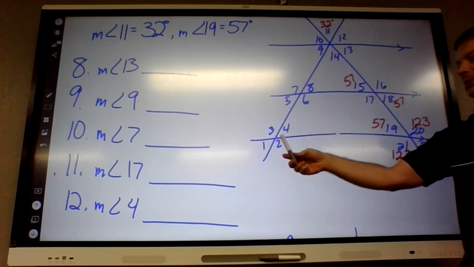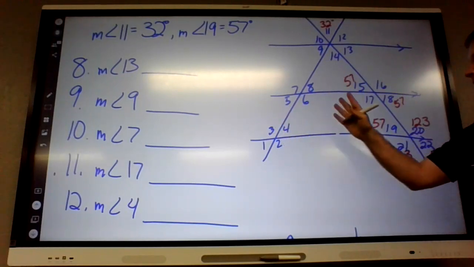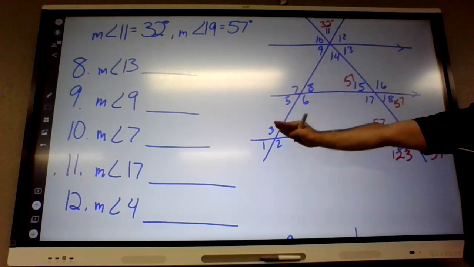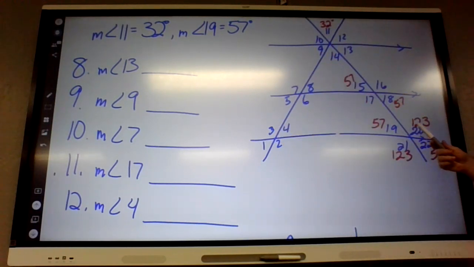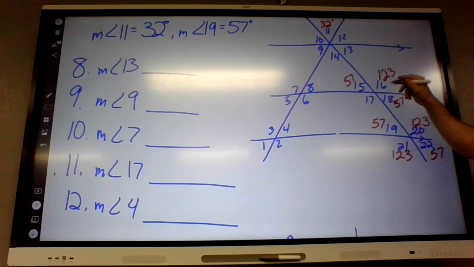Can I go this way though? No, because these lines are not parallel, I don't know anything about these angles from these angles. So we kind of have to go up and then come back down. That's what we have to do. Anyway, what are these two? 123, the same as those two.